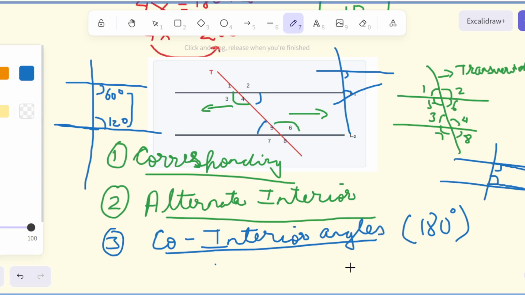So just keep it in mind that co-interior angles are supplementary angles. Corresponding angles and alternate interior angles are equal to each other. Make sense?